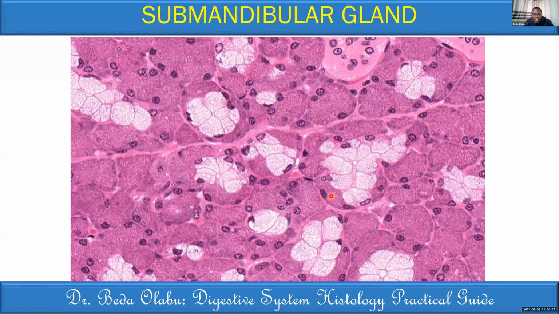Those cells constitute what we call the serous demilunes. Demilune means half a moon. The submandibular gland is unique with this feature, that it contains serous demilunes around the mucus acini. You do not see that on any other salivary gland apart from the submandibular gland. The presence of serous demilunes: they are serous cells which are on the periphery of mucus acini.